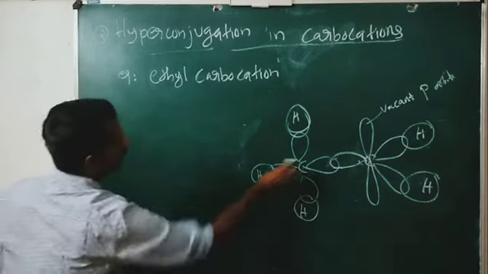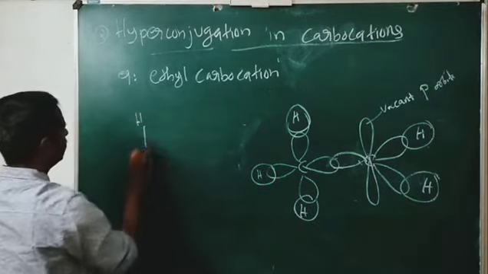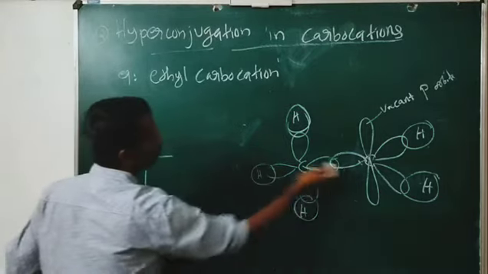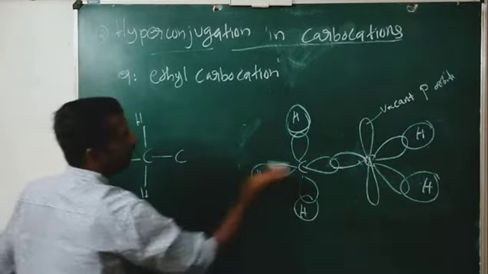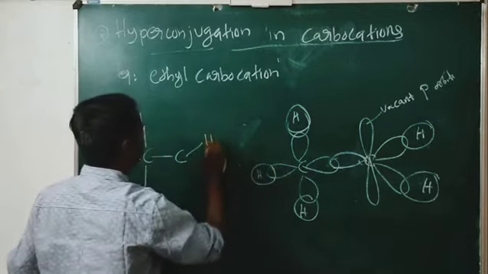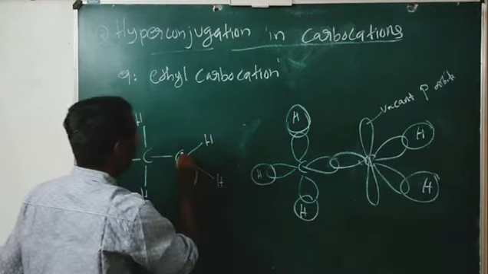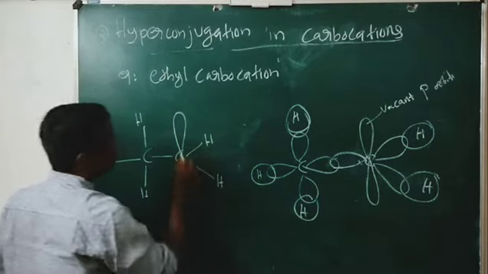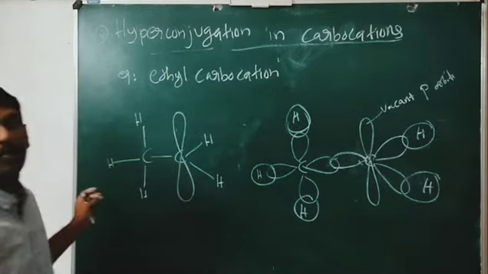So I am drawing the same structure. Here is one hydrogen, sigma bonded hydrogen. Here is also a sigma bonded hydrogen. This is a sigma bond between carbon and carbon, and here is a hydrogen, again a sigma bond. Here is also a hydrogen, and here you can see the vacant p orbital, which is very important.